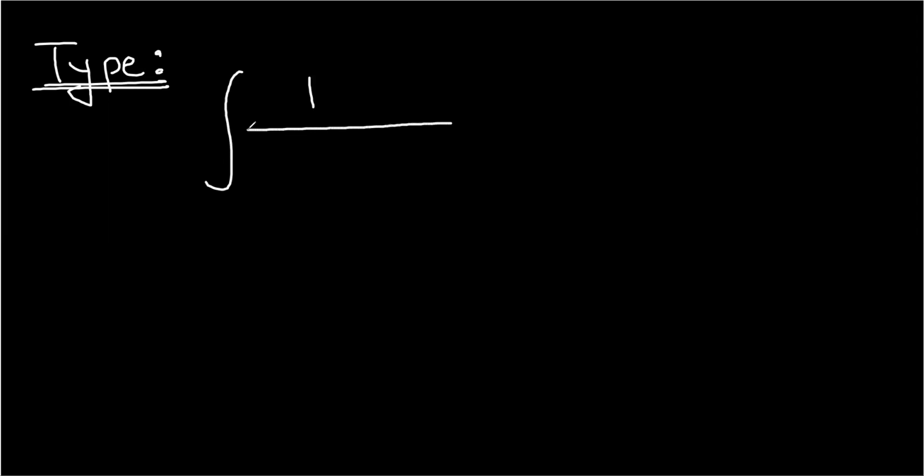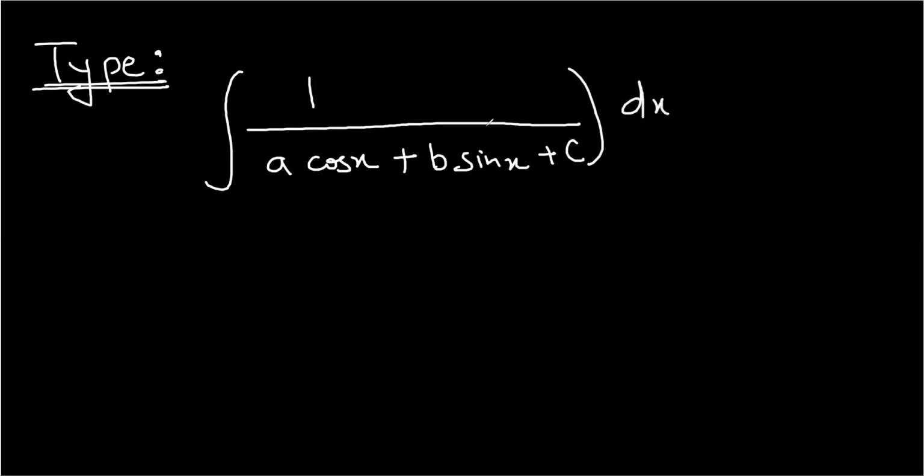1 upon a cos x plus b sin x plus c dx. So here, what do you notice? You notice that the numerator is 1. The denominator is a cos x plus b sin x plus c.